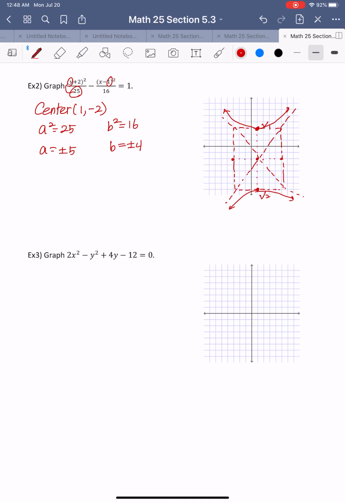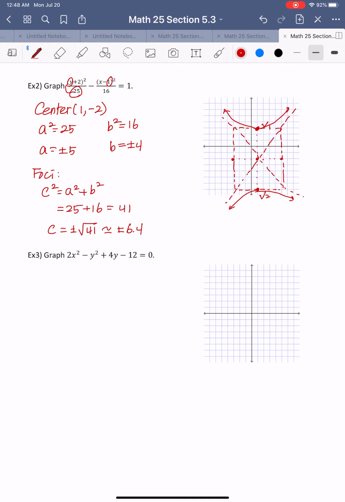Okay, so this time for the foci, c squared equals a squared plus b squared. So 25 plus 16, which is 41. So c equals plus or minus radical 41, which is about 6.4.